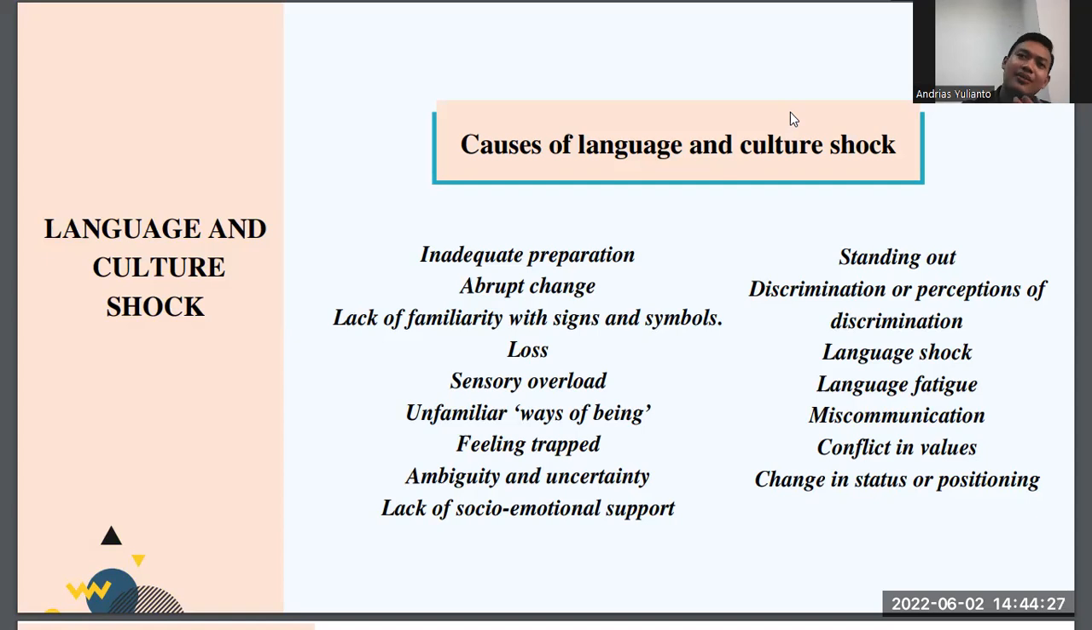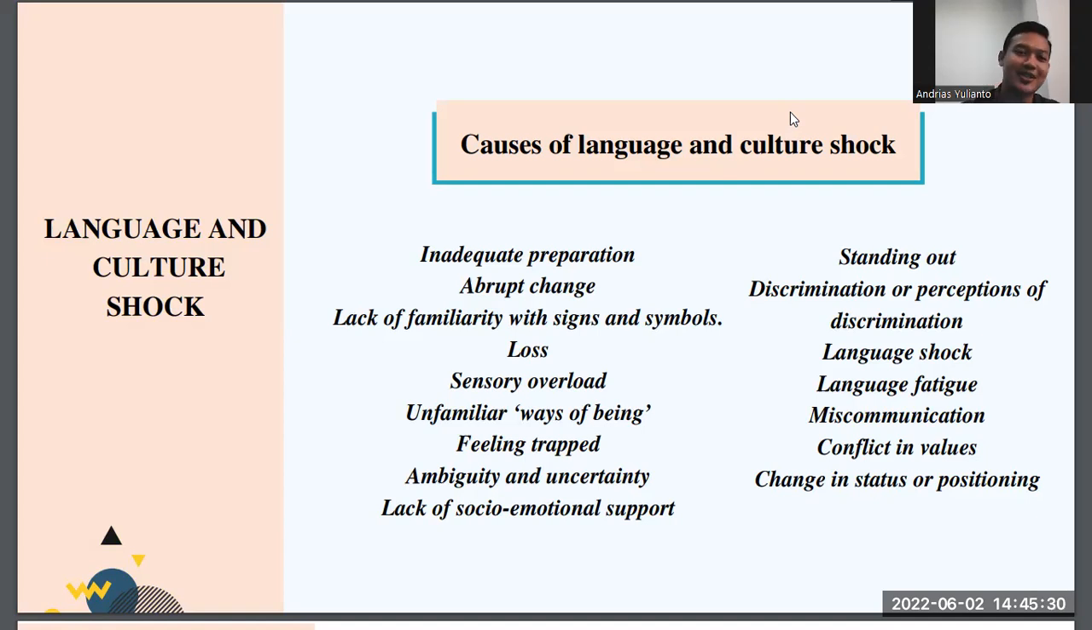Sensory overload. In unfamiliar surroundings and situations, it is not unusual to feel overwhelmed and overstimulated by the multitude of new sights, sounds, and smells that we experience. And unfamiliar ways of being. In a new cultural environment, we are bound to encounter unfamiliar worldviews and ways of doing things. We may be confronted with different ideas about what is appropriate behavior for males and females, religious practices, and many new things in a new situation.